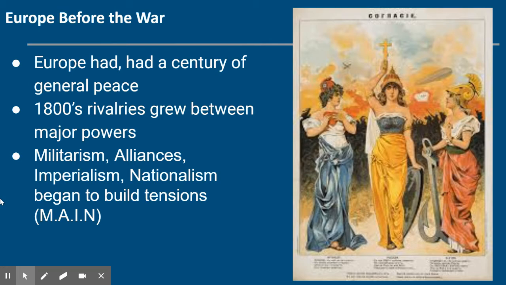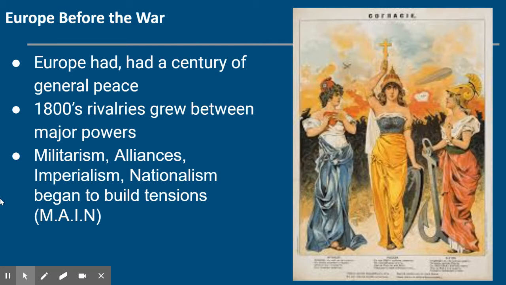But during the 1800s, rivalries begin to grow, especially because of the rise of newly formed Germany. Germany rivals Britain and France. Russia is afraid of Germany. The Austro-Hungarian Empire is afraid of Russia. The Ottomans continue to fight with a lot of countries on their borders. So these countries all distrust each other.